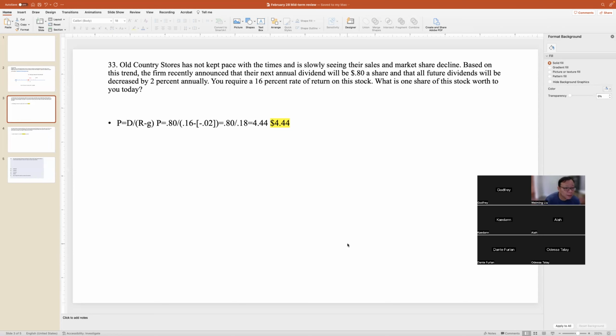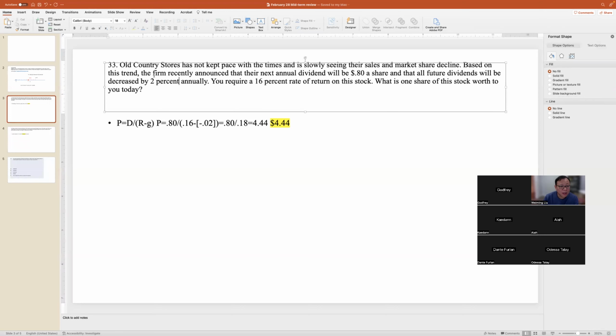Question number 33. The Old Country Stores has not kept pace with the times, and is slowly seeing their sales and market share decline. Based on this trend, the firm recently announced that their next annual dividend will be $0.8 a share, and that all future dividends will be decreased by 2% annually. You require a 16% rate of return on this stock. What is one share of this stock worth to you today? So again, it's calculate the present value, right? The present value today.